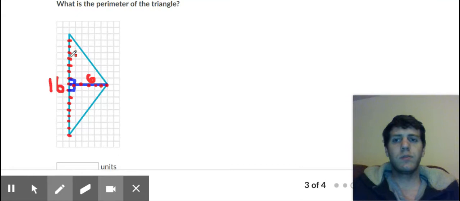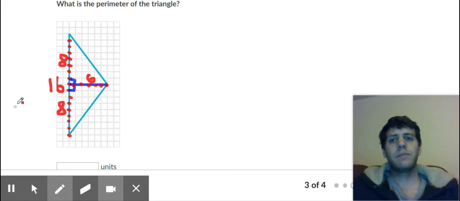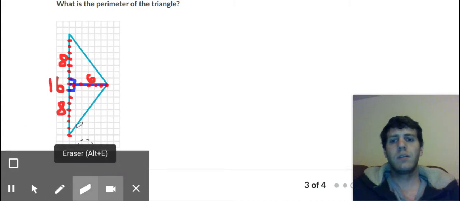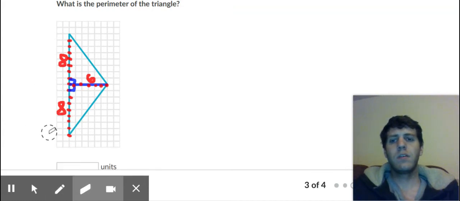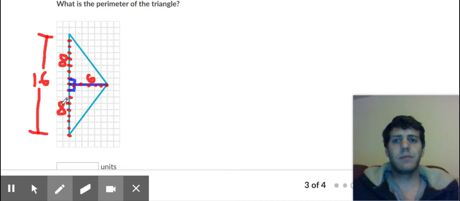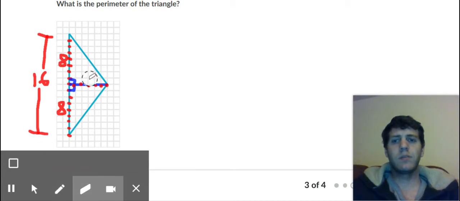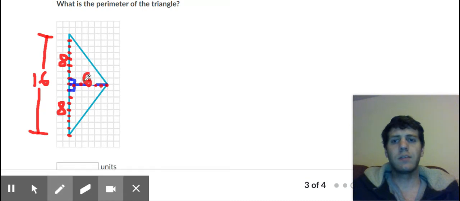If we counted these off, 2, 3, 4, 5, 6, 7, 8, we know that this is 8. Then 1, 2, 3, 4, 5, 6, 7, 8. This one down here is 8. So we know 16 represented the entire base. But we know each piece here is 8 and 8. And then we also knew our altitude here was 6 by counting. We counted 6 spaces, so we had an altitude of 6. Well, then we can find our x here or x here.